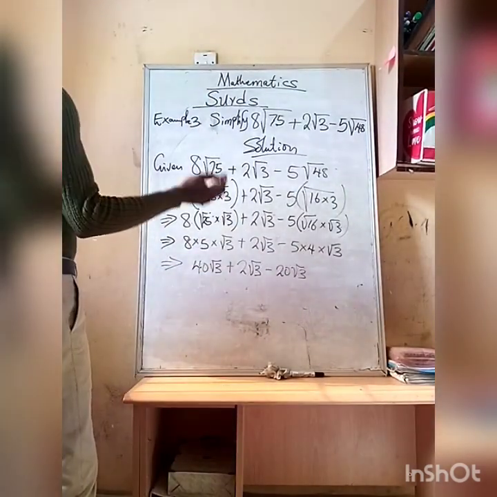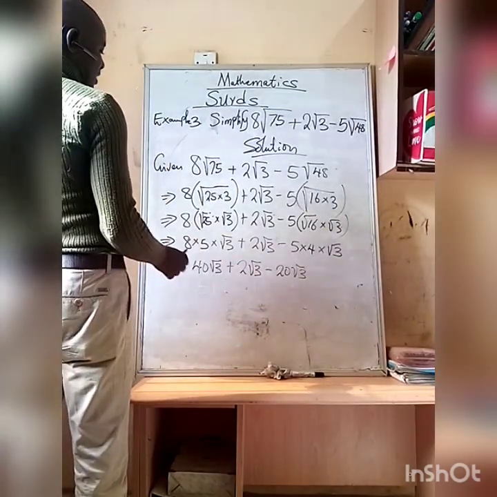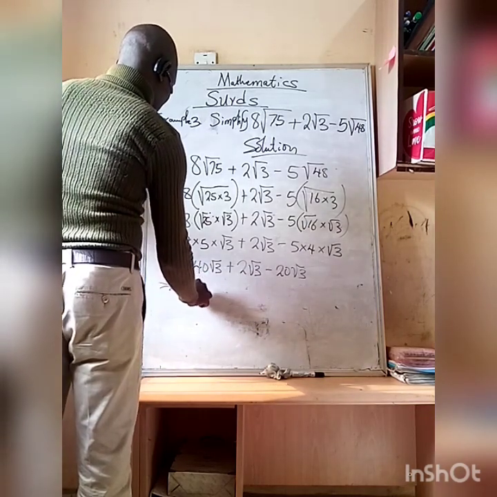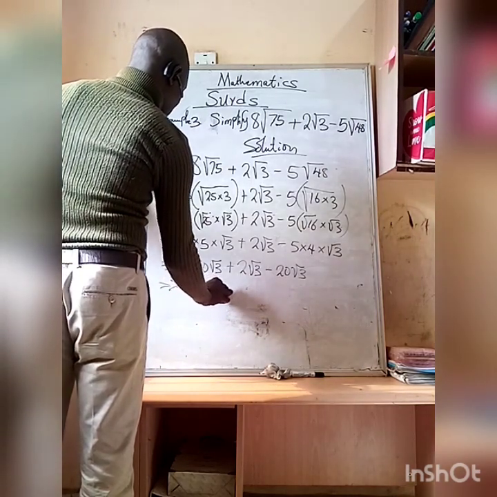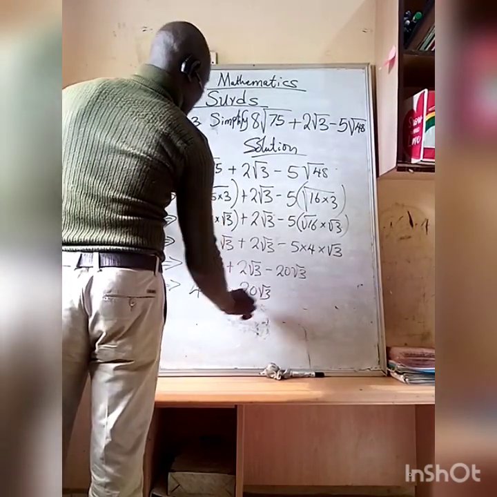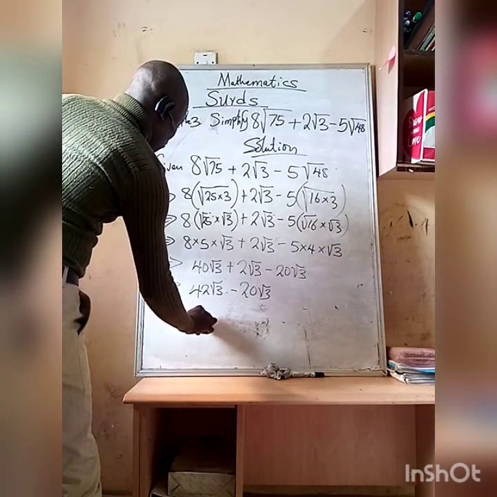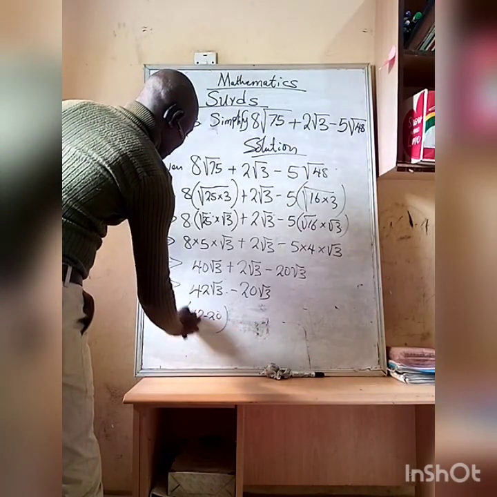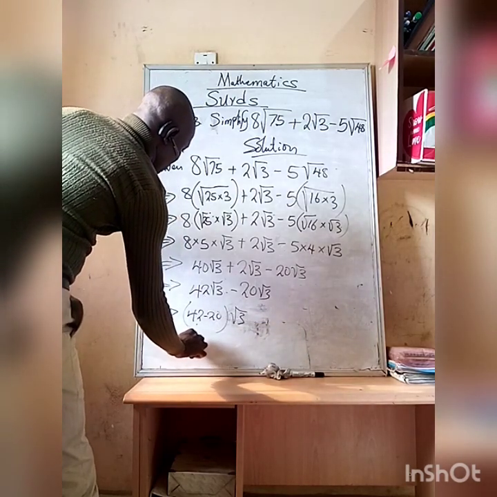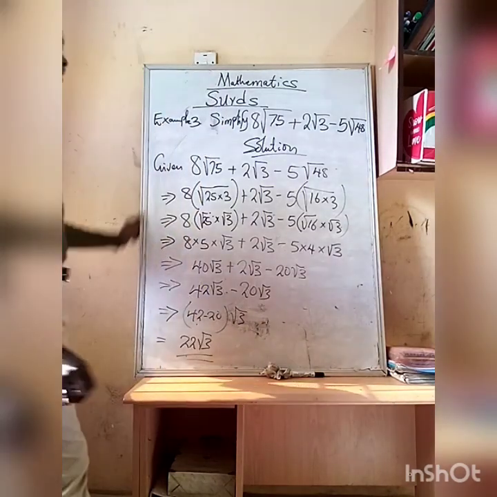By reason of our subtraction law, of course, addition comes before subtraction in the order of operation. So we still put it as 42 root 3 minus 20 root 3. So our final answer would be 42 minus 20, root 3, leaving us with 22 root 3. Now this is our final answer.